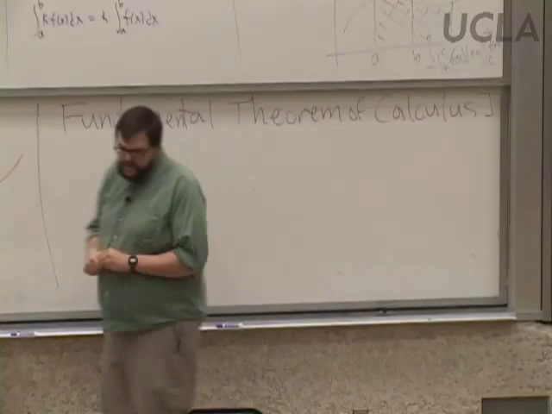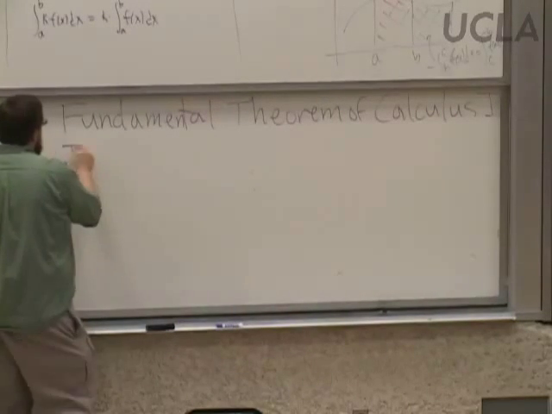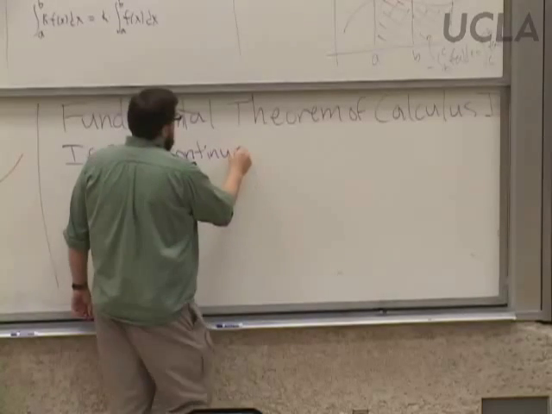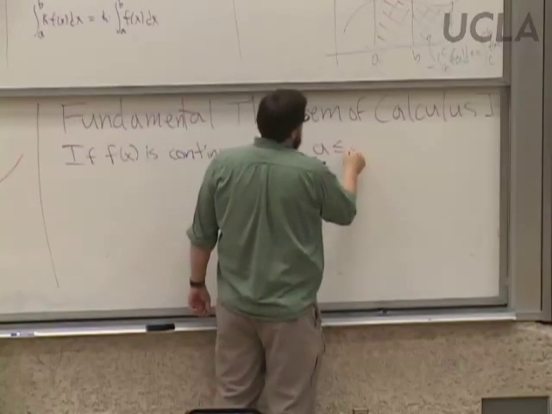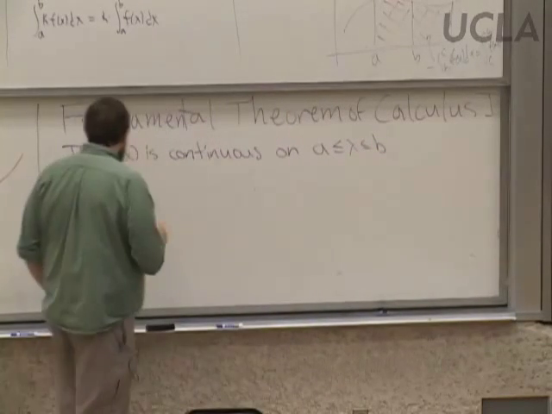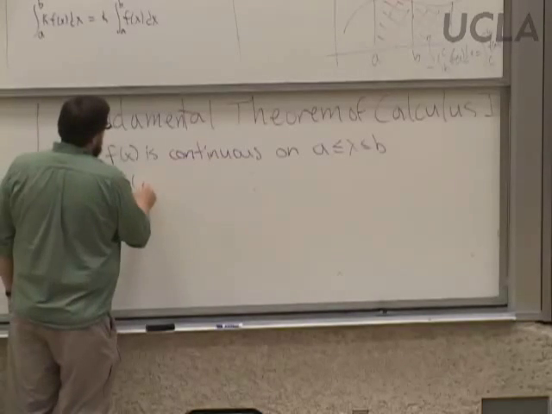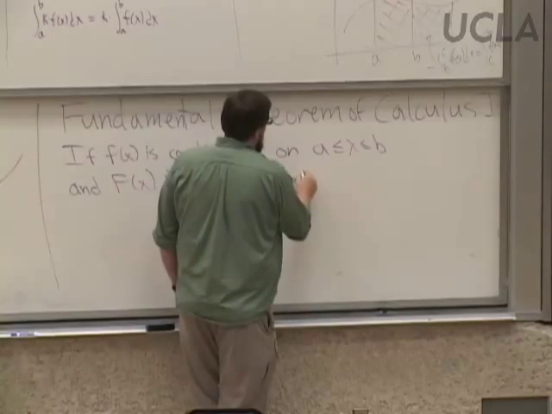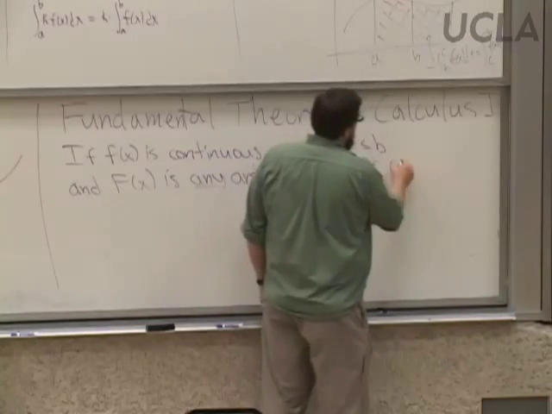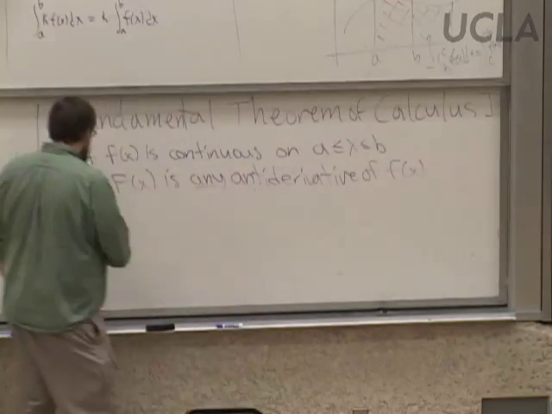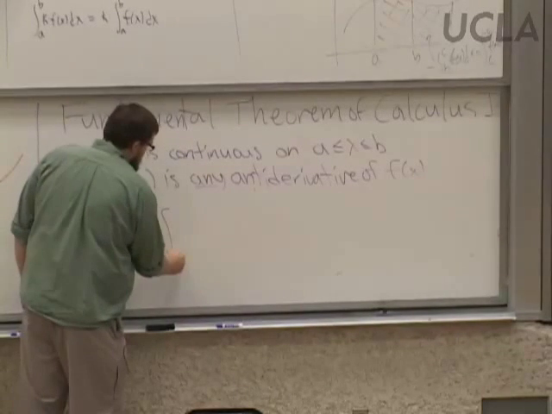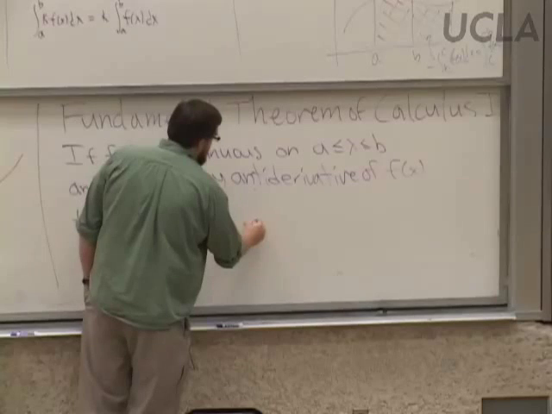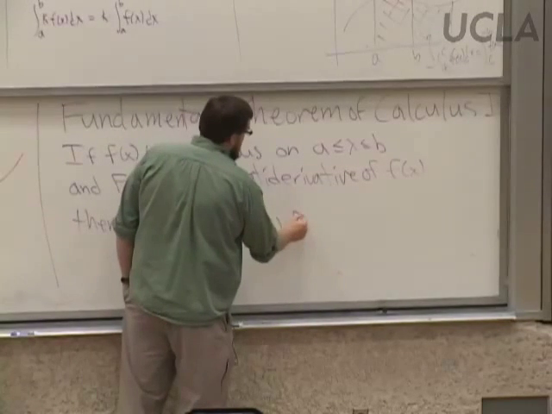And the first fundamental theorem of calculus says, if a function f of x is continuous on the interval a less than or equal to x less than or equal to b, and capital F of x is any antiderivative of little f of x, then the definite integral from a to b of little f of x dx is equal to capital F evaluated at b minus capital F evaluated at a.